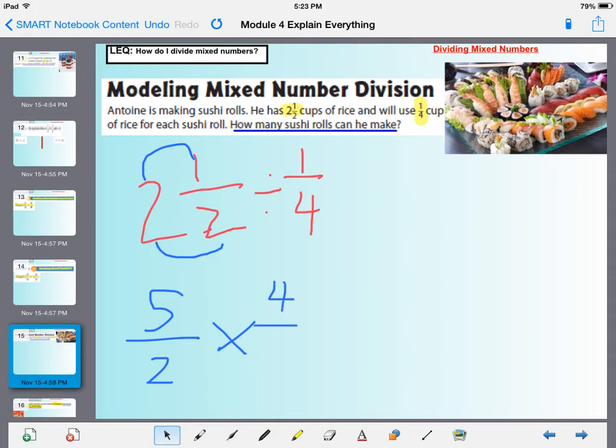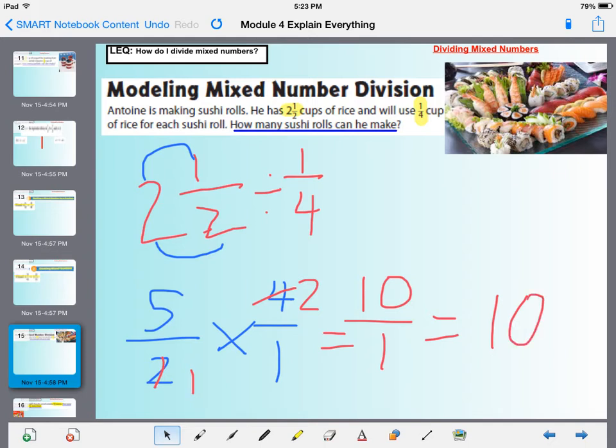So this is 5/2. We're going to turn that division to multiplication and we're going to do the reciprocal of the second fraction. We're going to go ahead and simplify. 2 goes into itself 1 time, goes into 4 twice. 5 times 2 is 10, 1 times 1 is 1, and so this gentleman can make 10 sushi rolls with 2½ cups of rice that require 1/4 cup for each sushi roll.